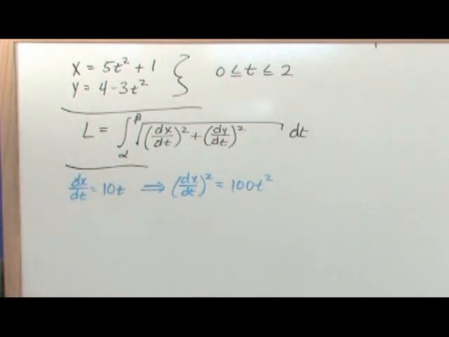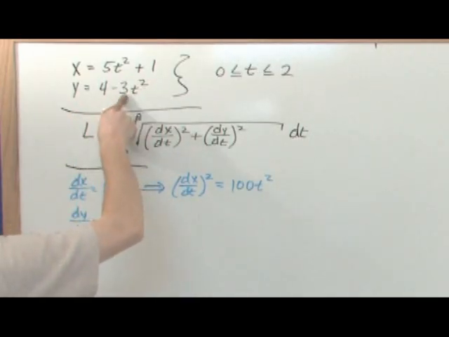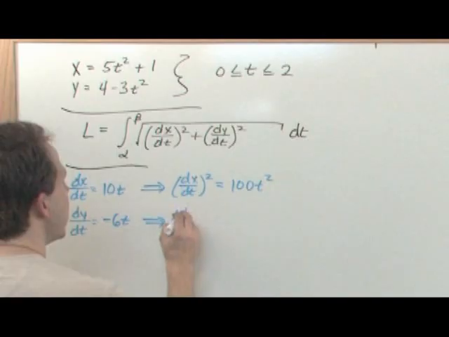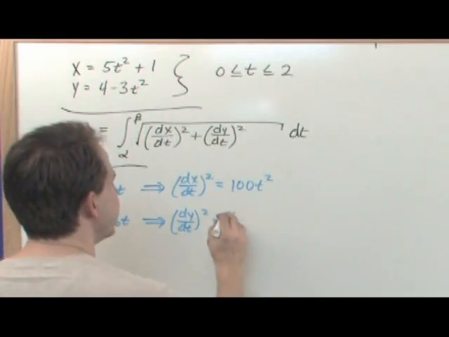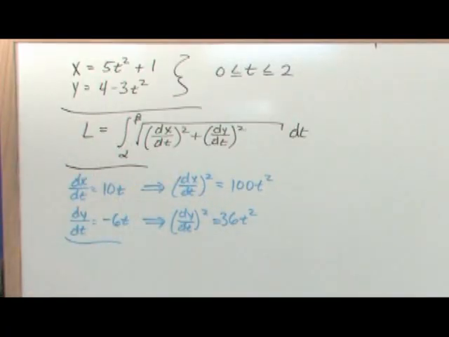Now dy/dt is the derivative of this: the derivative of 4 is 0, and the derivative of this is 2 times negative 3, which is negative 6t to the first power. And then (dy/dt) squared, which is what we need to put in here, is negative 6 times negative 6, which is positive 36t squared. So these are important things. We know what those quantities are, so let's plug them in and see what we have.